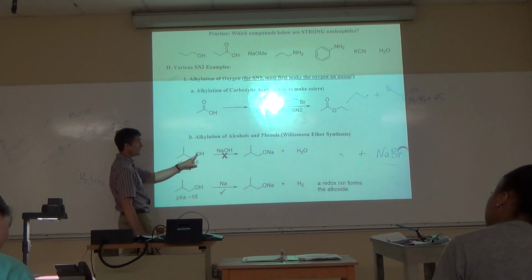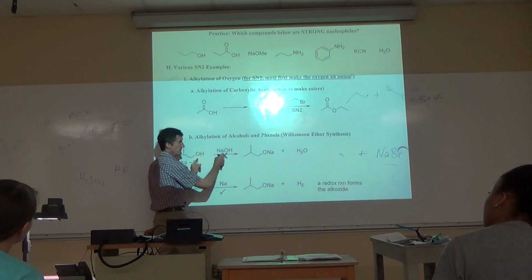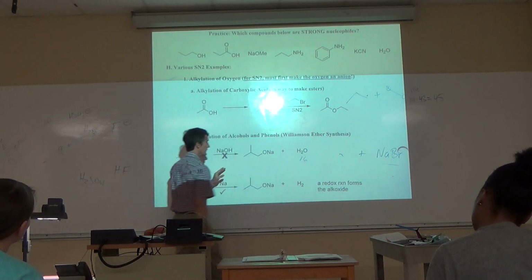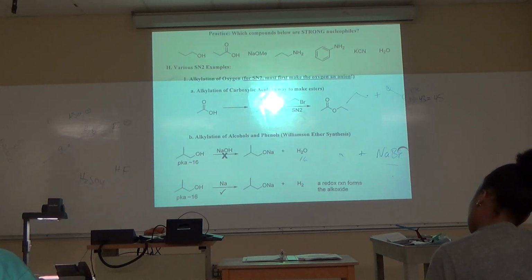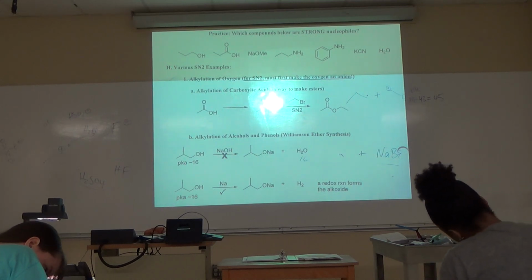Well, alcohols have pKas of about 16. If we use hydroxide, we would make the sodium alkoxide plus water. That has 16. Which side's favored? Neither. That's a perfect equilibrium. And if neither side's favored, it's not going to work in practice. You need to have your side favored by about 2 to 3 pKa units. I'm not going to explain further why.